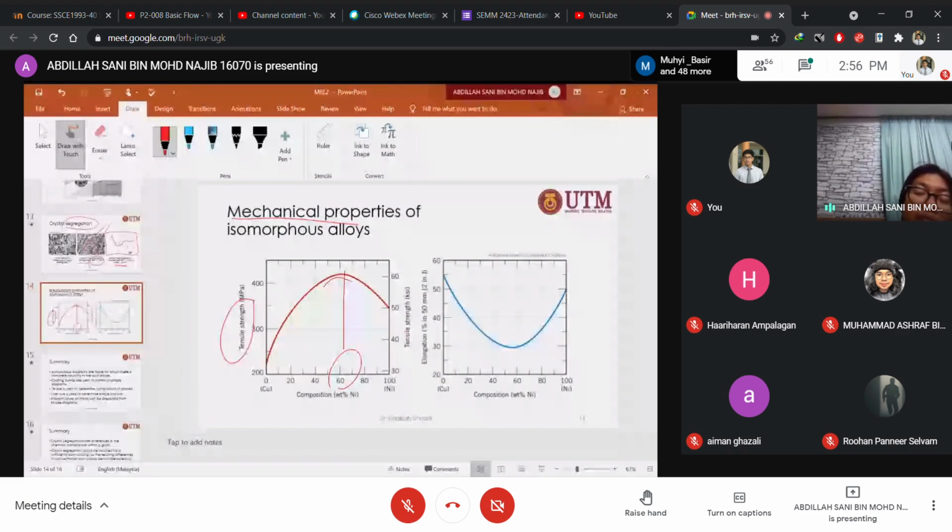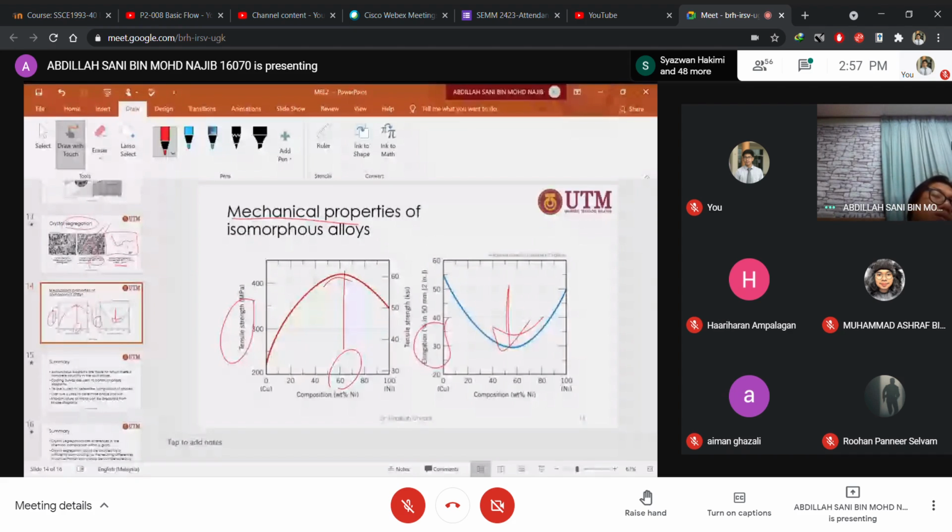It is a trade-off. If you have high strength, you will have low ductility, so the elongation drops at exactly this place, due to this trade-off relation between strength and ductility. But this is just to show you that the mechanical properties change with the change of the composition.